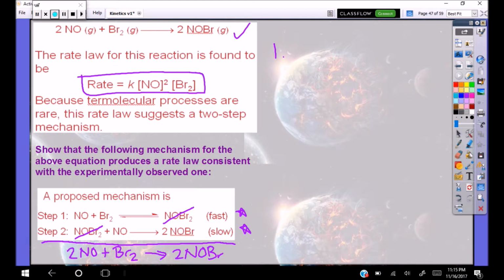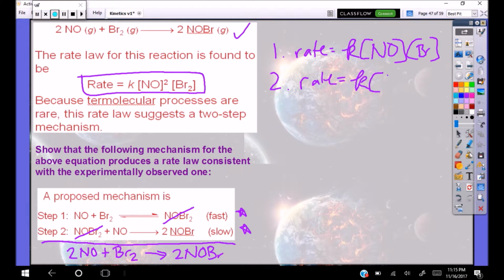We could write a rate for our first elementary step. We could say our rate for the first one is k times the concentration of NO, the concentration of Br2. All right. Then we can go to our second step. NOBr2 is not part of the reaction, so the only thing left is the rate is equal to k of NO. All right. So these are my 2 elementary steps. I'm going to label this as elementary. So these are the elementary rates.